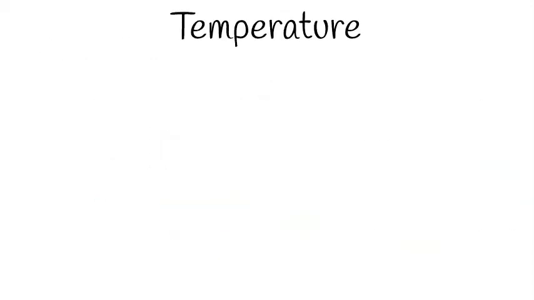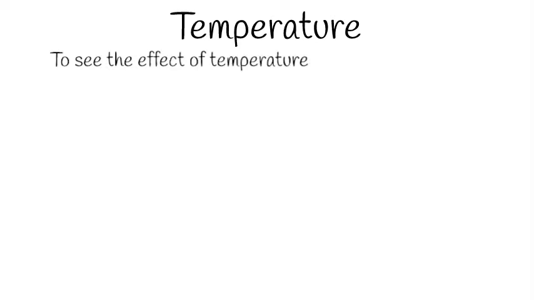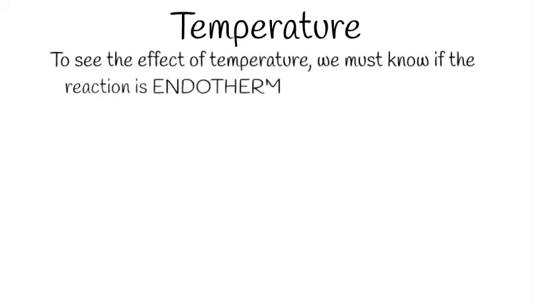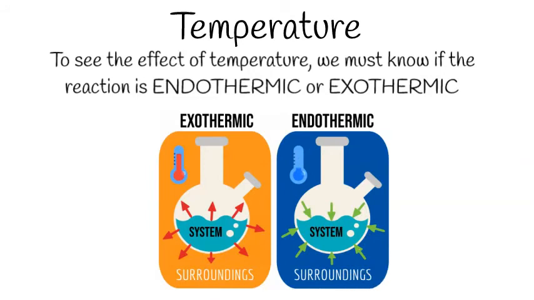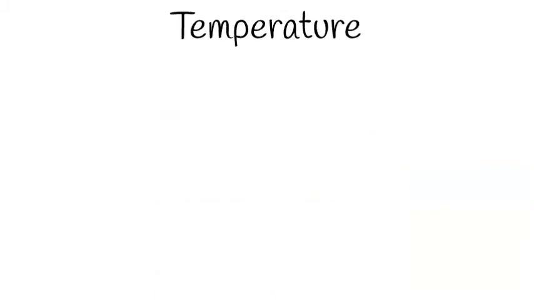To assess the effect of temperature on an equilibrium system, we must know if the reaction is endothermic or exothermic. Remember, exothermic reactions release heat to the surroundings and we see a temperature rise, whereas endothermic reactions absorb heat from the surroundings and we'll see the temperature fall.